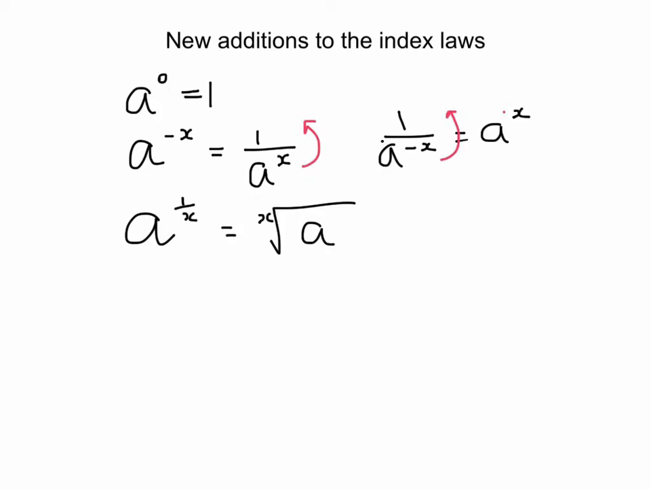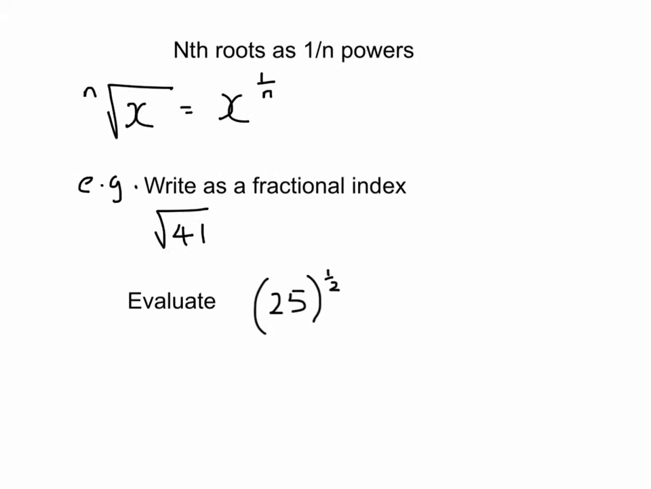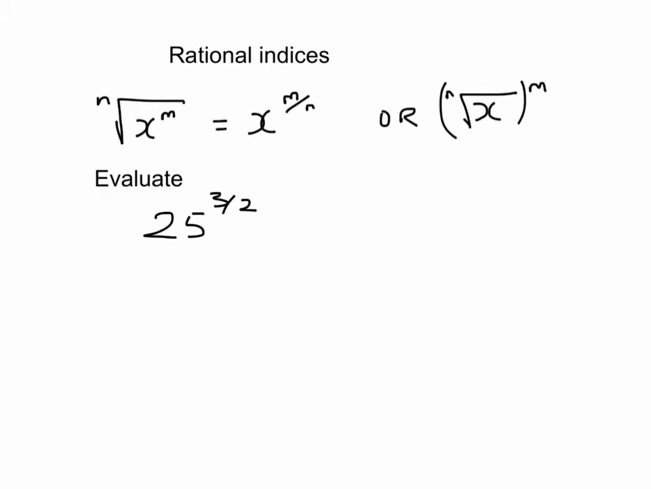And you've got the fractional indices, which I'll explain to you in a second. You also have, for example, the nth root as 1 on n powers. So if I have the square root here, that's got a hiding 2, which you don't usually write in. That actually gets written as 4 to the power of a half. Here's another one. If you evaluate 25 to the power of half, you've actually got to rewrite it as square root of 25, and hopefully you know that 5 times 5 equals 25, which is what the square root means.